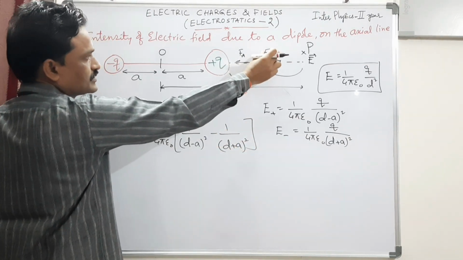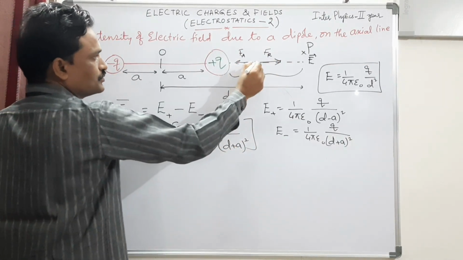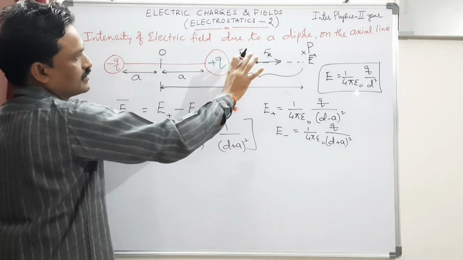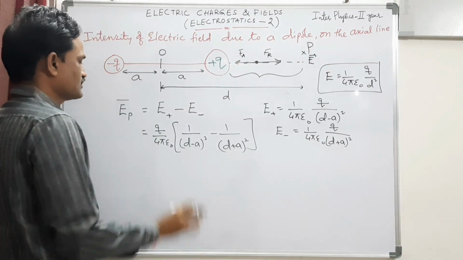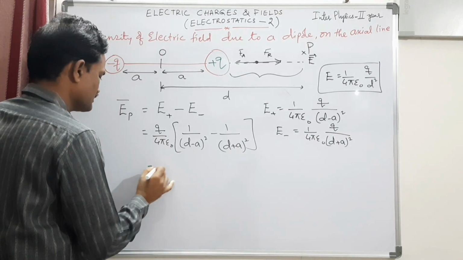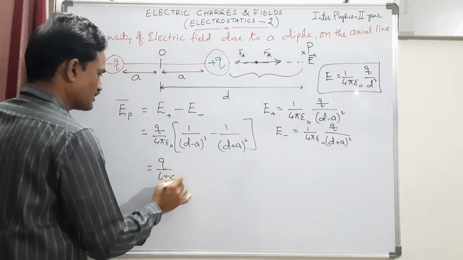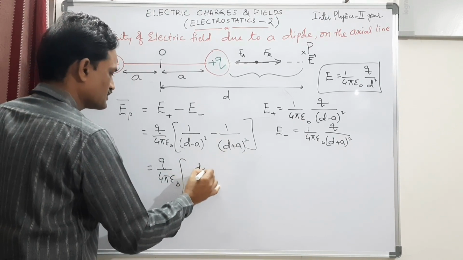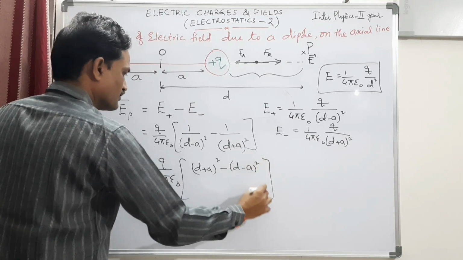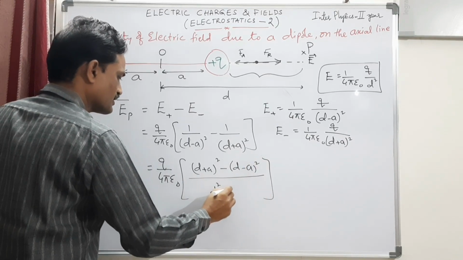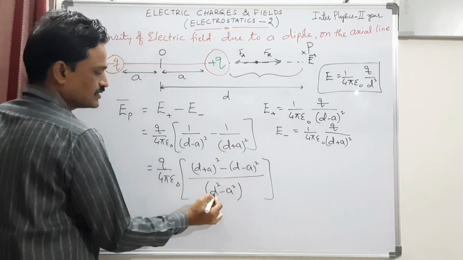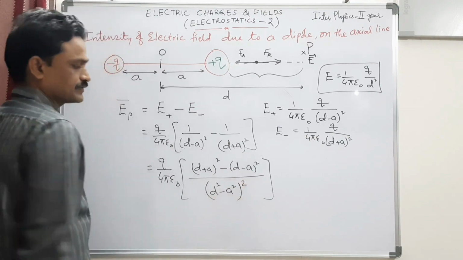So, the repelling force is greater than the attractive force. When two forces are acting on the same point, the result is taken as the difference of these two forces. That is the resultant intensity of electric field. So, I can simplify this as q by 4 pi epsilon naught, (d plus A) whole square minus (d minus A) whole square, divided by (d square minus A square) whole to the power of 2. (d plus A) into (d minus A) is d square minus A square, whole square.